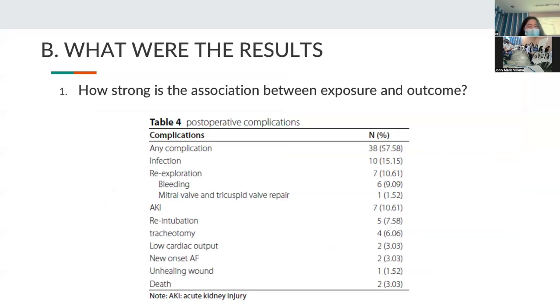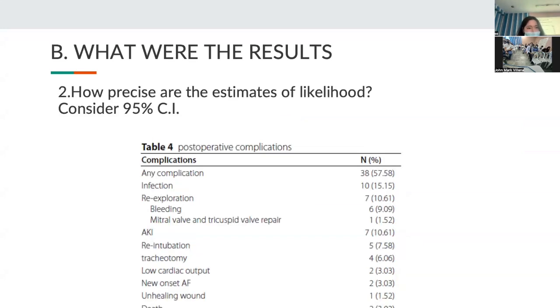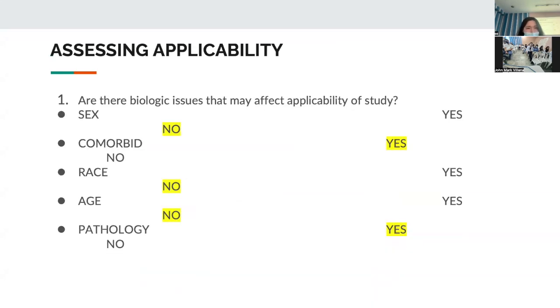So what were the results? How strong is the association between the exposure and outcome? So this table showed the post-operative complications reported in this journal, and the incidence of post-operative complication was 57.58%, including infection, re-exploration, acute kidney injury, tracheotomy, and low cardiac output. And then how precise are the estimates of likelihood? The journal considers 95% confidence interval, meaning that the result was statistically significant.